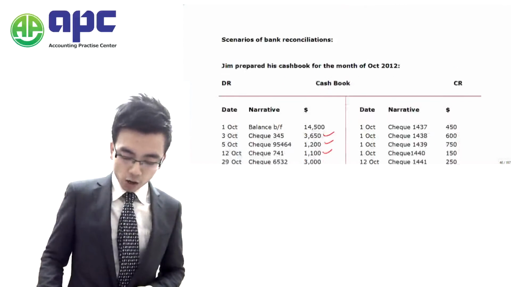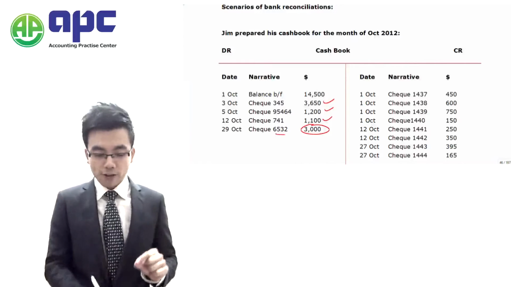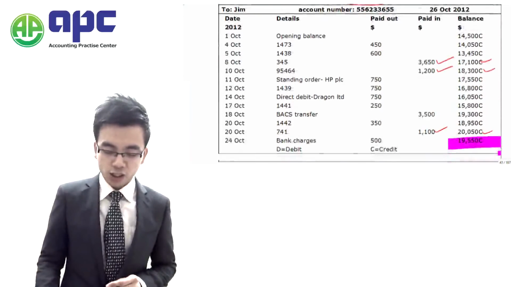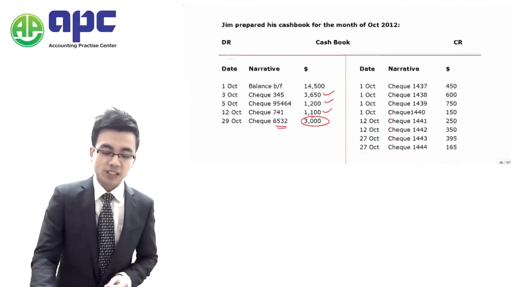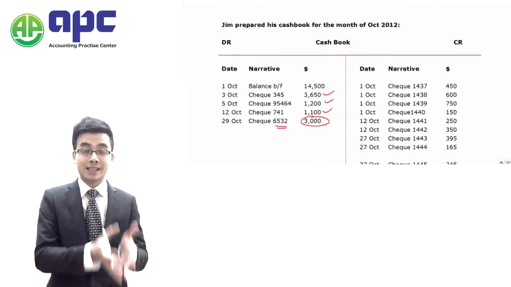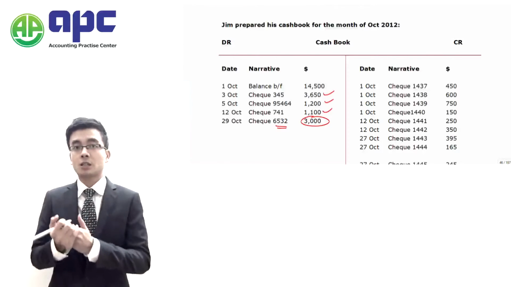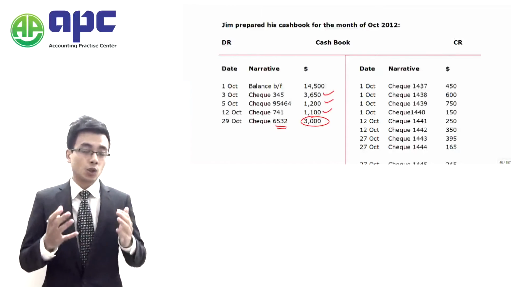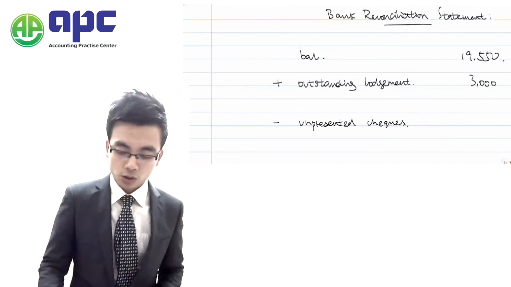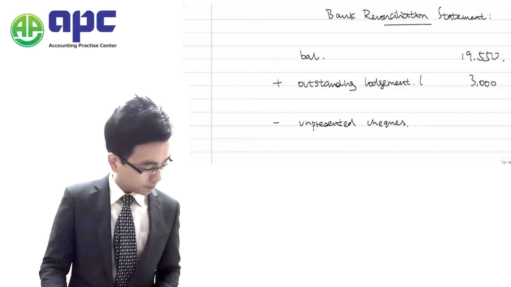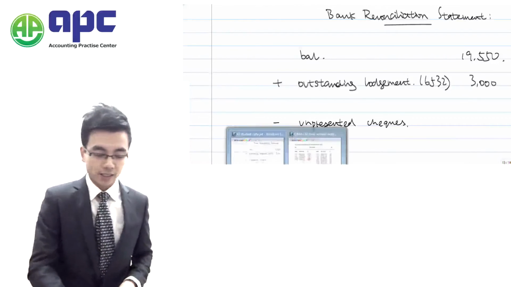And also we have got the check 6532 for 3,000. Those 3,000, 6532, you cannot chase in the bank statement. So what this actually means is the company has received a check from the customer so they debit the cash within the company, but they haven't gone to the bank to receive this money, so the bank statement hasn't updated this. So what you need to do is that this 3,000 is the outstanding lodgement here, so you need to adjust for that. It's related to the check 6532.